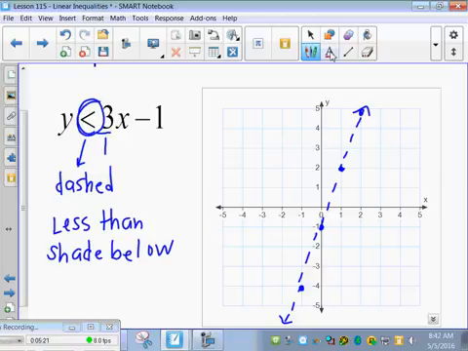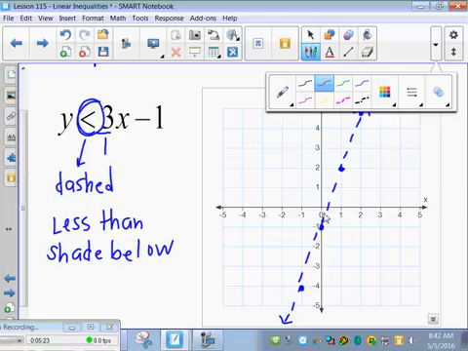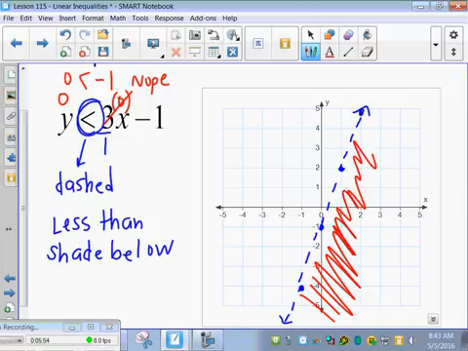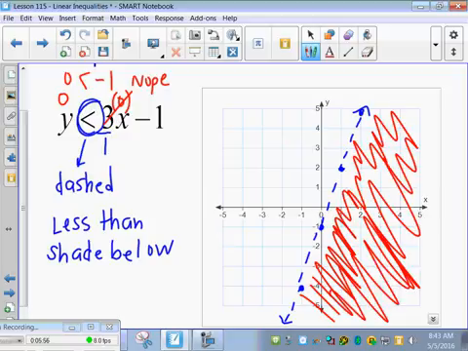But let's test a point and make sure. What's an easy point to test? 0, 0. Now, if 0, 0 is ever on the line, don't test with 0, 0. Pick a different point, okay? So let's test with 0, 0. I'm going to plug in 0, and I'm going to plug in 0. So I get 0 is less than 3 times 0 cancels, and I have negative 1. Is this true? Is 0 a smaller number than negative 1? Nope. So that means I do not want to shade where 0, 0 is. I want to shade below the line, because that's less than, and this would be below. Okay?